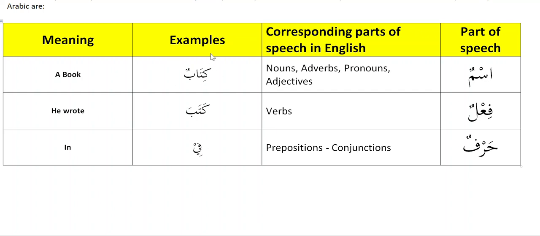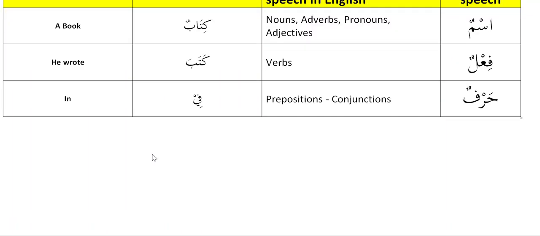Examples: kitabun is an example of ism. Kataba is an example of fi'l. And fi is an example of harf. And these are the meanings: kitab is book, kataba is he wrote, and fi is in.